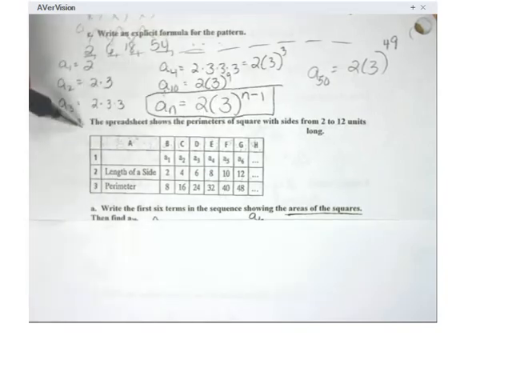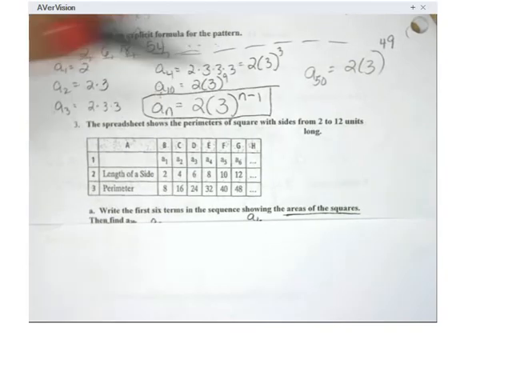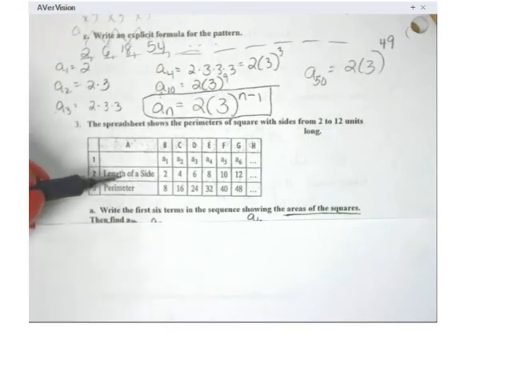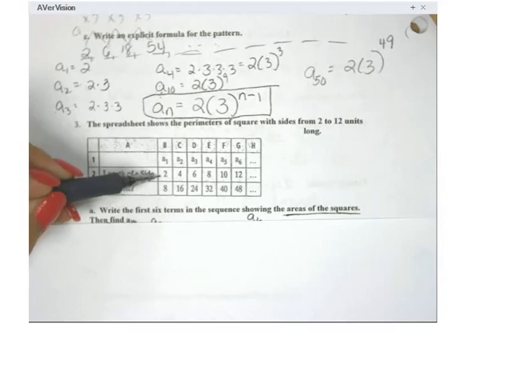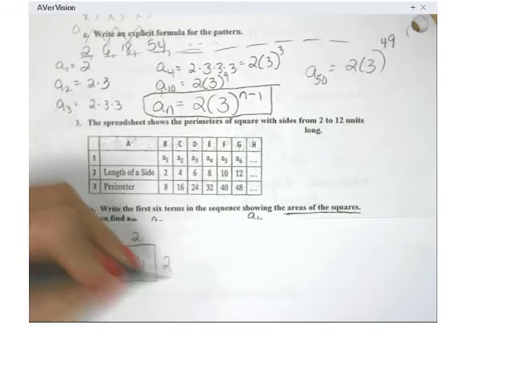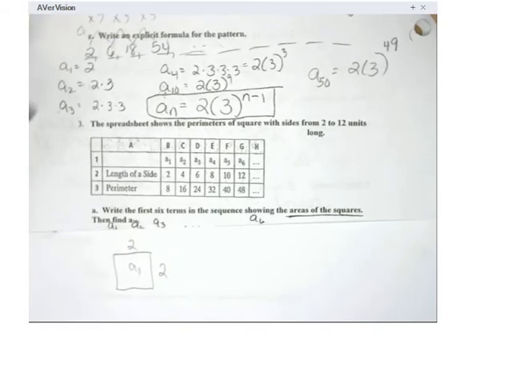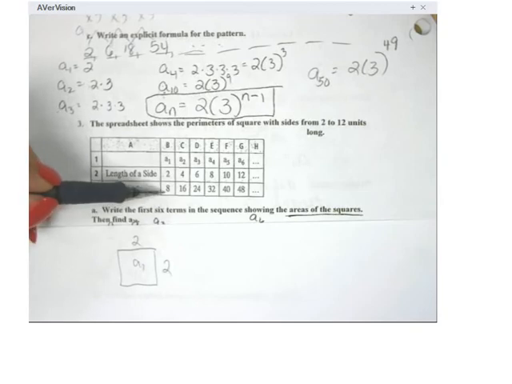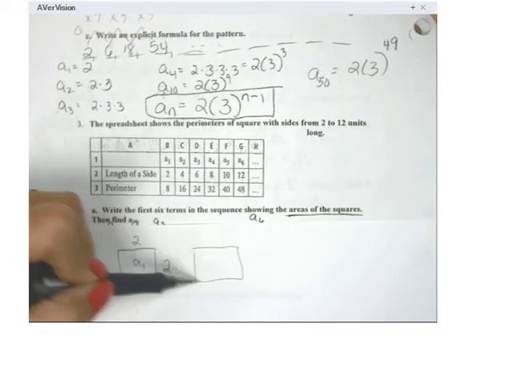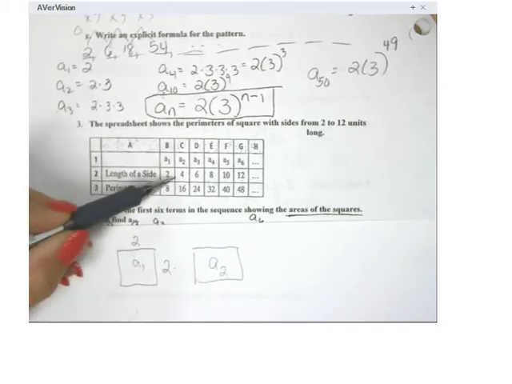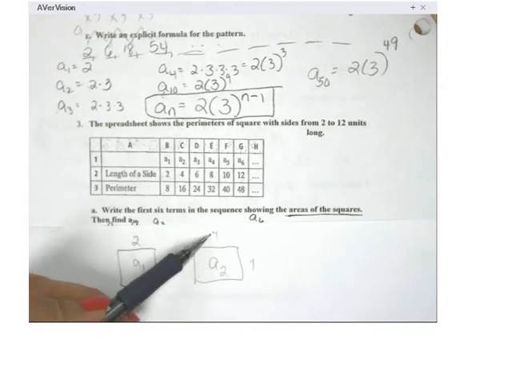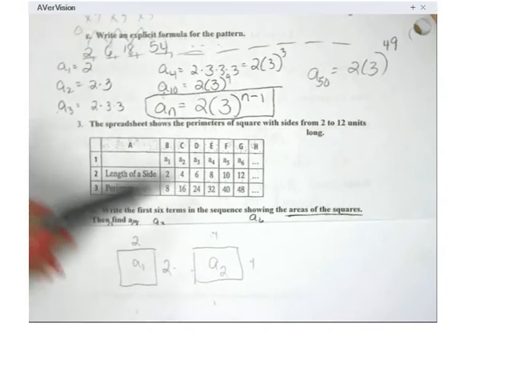And it says a spreadsheet shows the perimeters of squares that have sides from 2 to 12 units long. And so we can see that a length of a side for our first is 2. So I guess we would be starting with our first figure, a sub 1, having a 2 by 2 square. And so its perimeter would be 8: 2, 4, 6, 8. And then our next one, our a sub 2 square, and I'm not going to make it as big as it should be, but it has a length of side 4. And so if we found a perimeter, we'd have 4 multiplied by 4, we'd have 16, and etc.